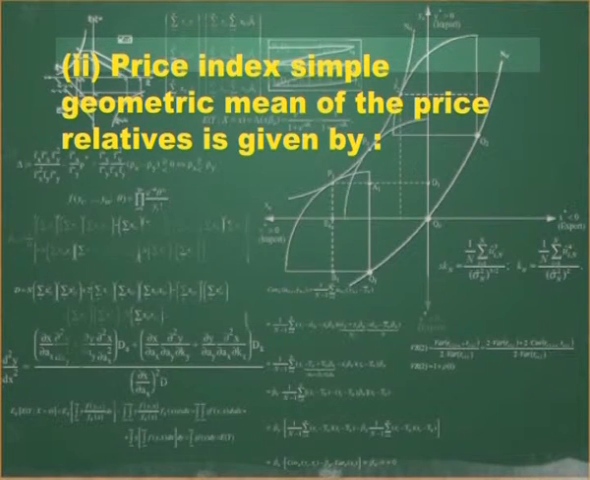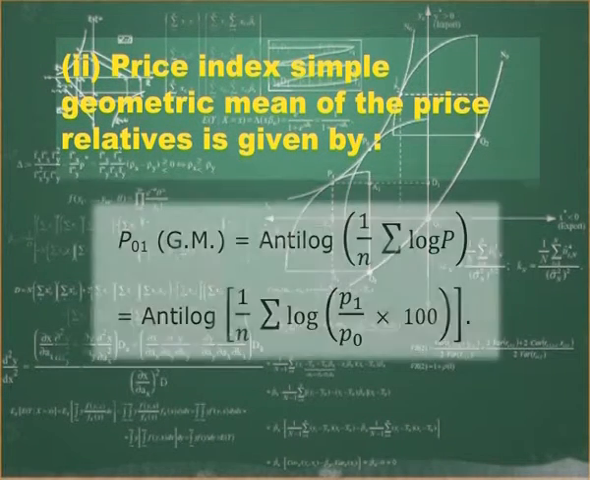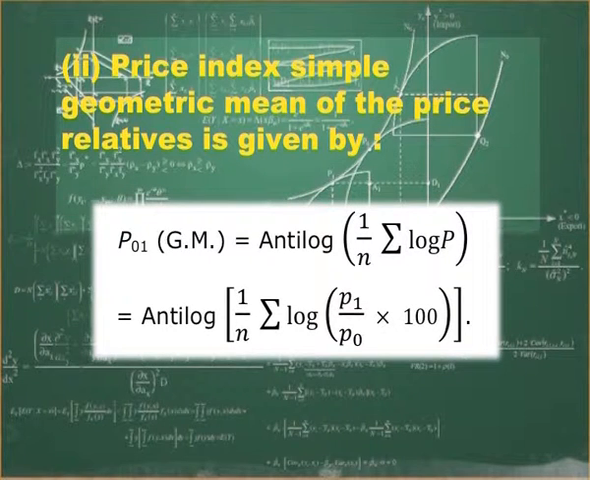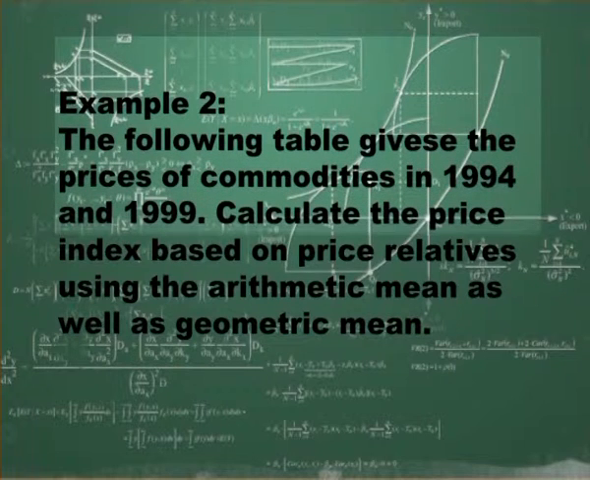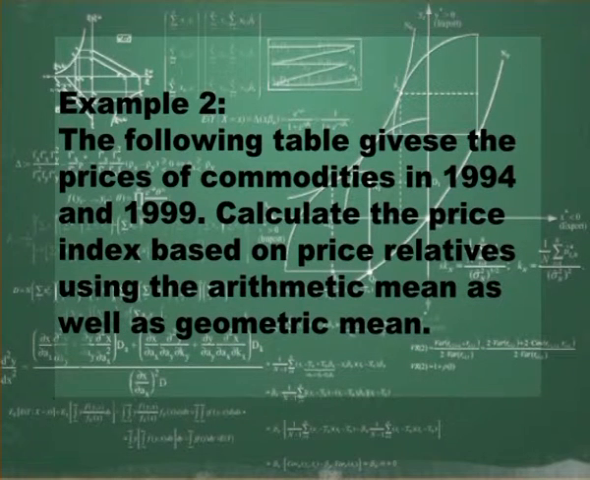Second, the price index using simple geometric mean of the price relatives is given by P01 GM is equal to antilog of 1 by n times Σ log of P. So that is antilog of 1 by n times Σ log of P1 by P0 into 100. Now let's see an example. The example says the following table gives the prices of commodities in 1994 and 1999. Calculate the price index based on the price relatives using the arithmetic mean as well as geometric mean.